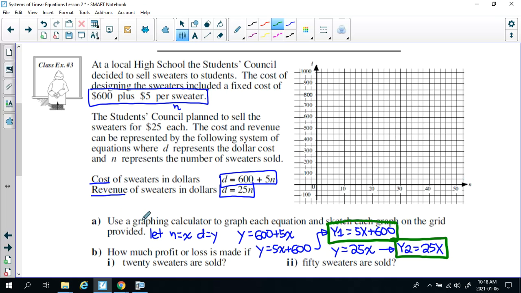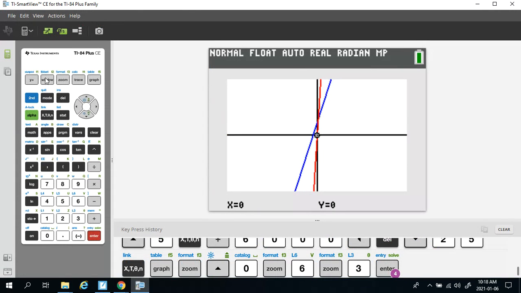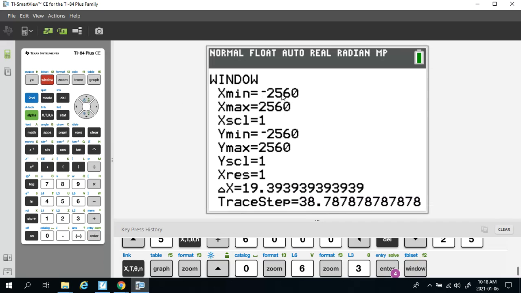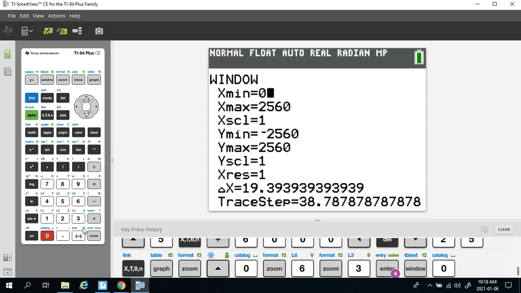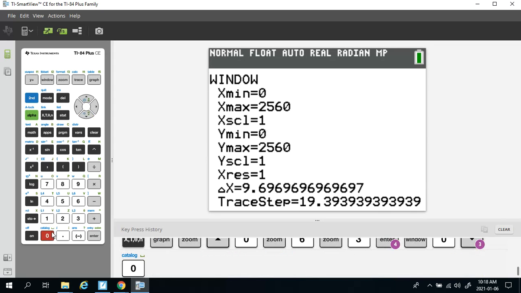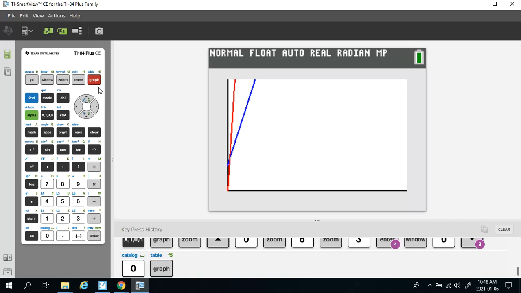What I would do now, without even looking at this, is you can't have a negative number of sweaters and you can't have a negative number of dollars here. So we can just adjust those window settings. Let's go to window. Let's make the x-min 0. So x-min of 0 means you're starting off with 0 sweaters sold. And then we can go to y-min of 0, which means the cost is 0 or the revenue is 0. Okay, let's graph it now and see what happens.